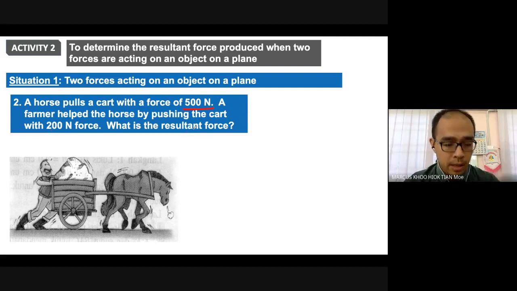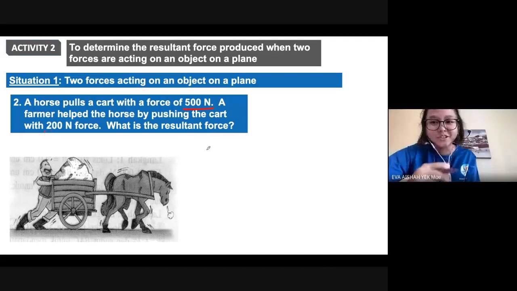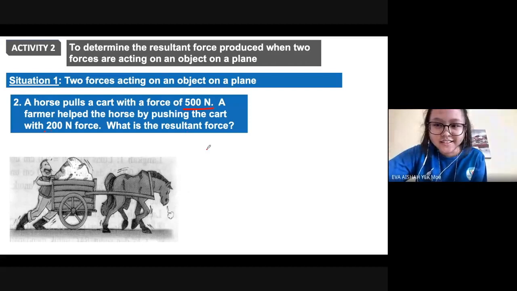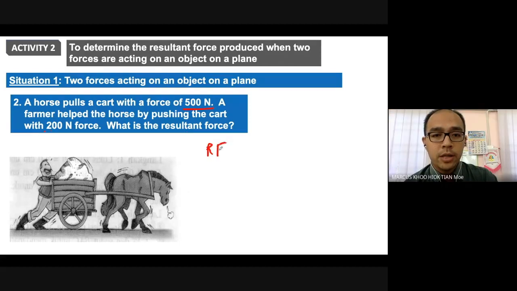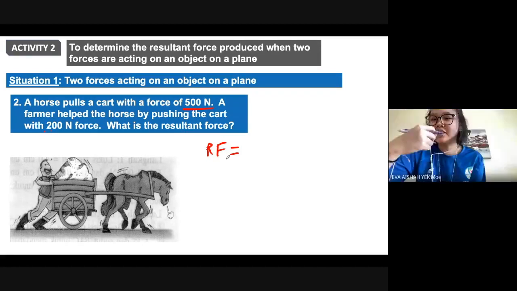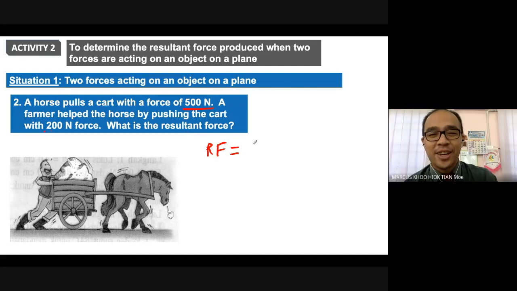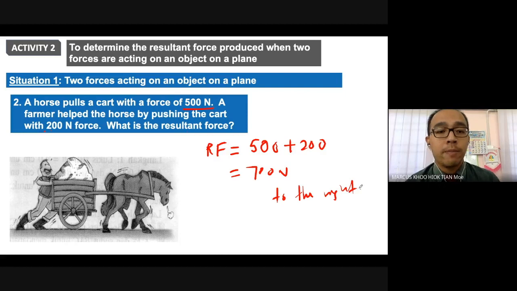Can I have Ava for this, please? 800 newton force to the right. Okay, so the resultant force is, sorry, 700 newtons. Sorry, for a while there I also thought that I read the thing wrong. So it'll be 700 newtons, and as I said just now, make sure that you write the direction as well, to the right.